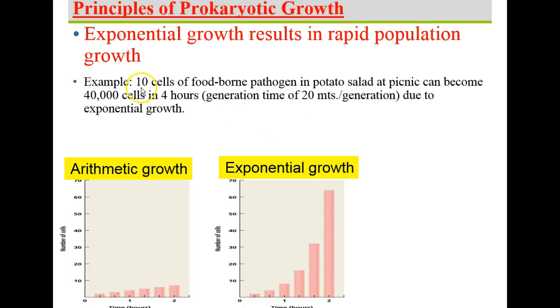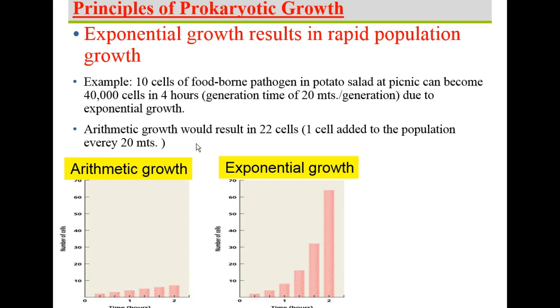For example, 10 cells of a foodborne pathogen in potato salad at a picnic can become 40,000 cells in 4 hours, provided the generation time is 20 minutes per generation. This is due to exponential growth. Arithmetic growth would result in 22 cells, one cell added to the population every 20 minutes.